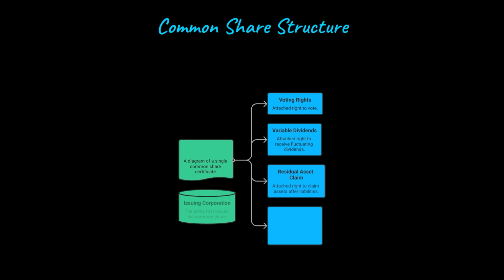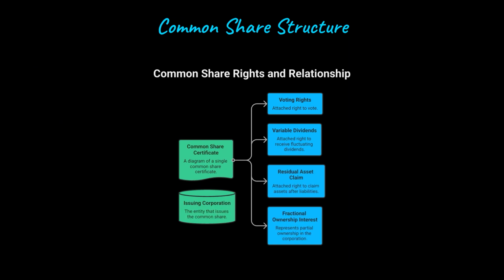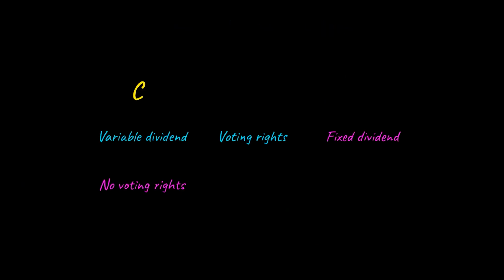Mechanically, the share price moves with the company's earnings and market sentiment. Dividends fluctuate with profits. Some companies pay them regularly, others reinvest all earnings for growth. Both approaches are legitimate ways to deliver value to shareholders.